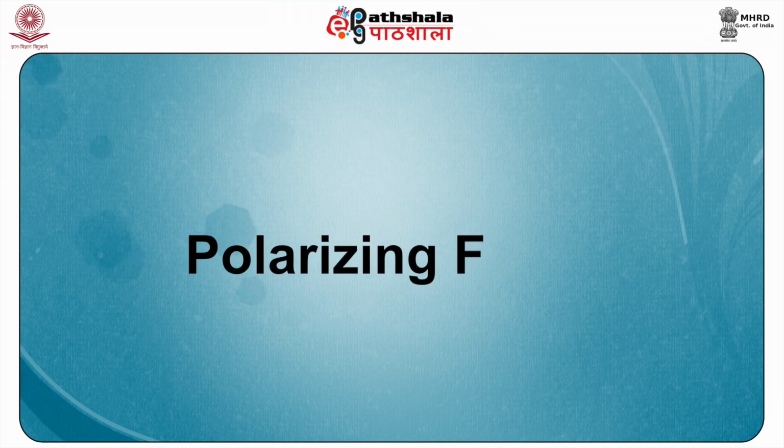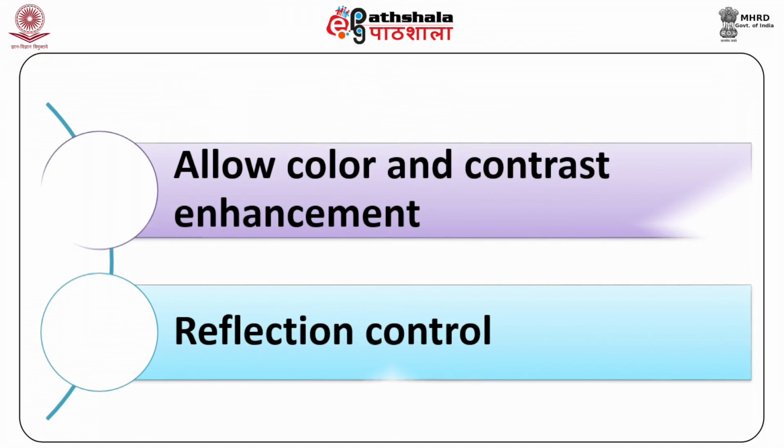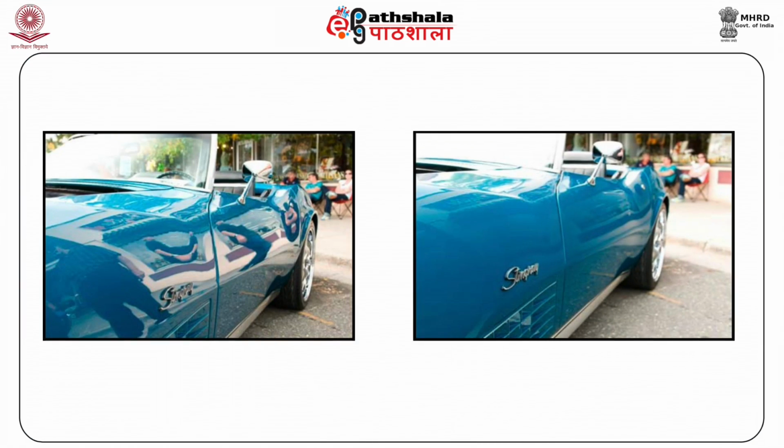Next type of filter is polarizing filter. Polarizers allow color and contrast enhancement as well as reflection control using optical principles different from any other filter types. Most light that we see is reflected light that will take up its color and amount from the matter we are looking at. White light, as from the sun, reflecting off a blue object appears blue because all other colors are absorbed by that object.